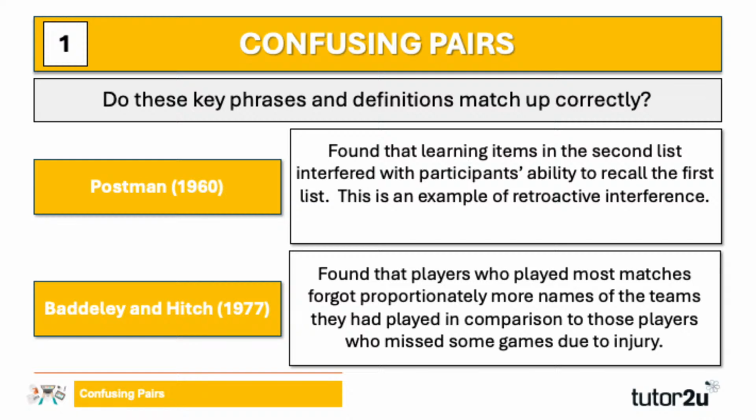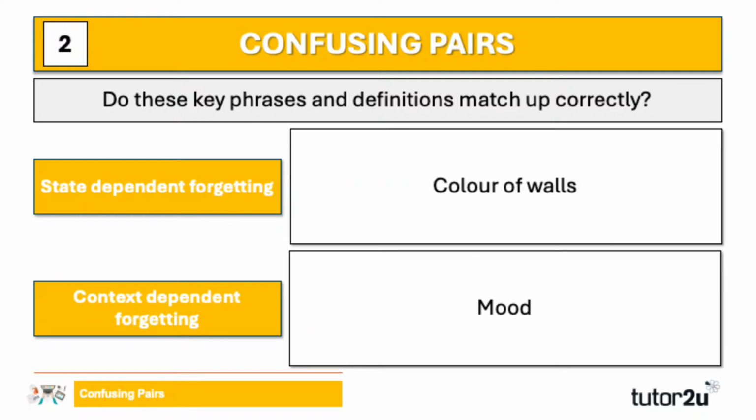Let's have a look at our next confusing pairs then. All right, so are these the correct way round? We've got state dependent forgetting, colour of walls, context dependent forgetting, mood. Okay, so I think India, you got there in first. Well done. Anybody else want to have a go? So these are our two types of cue dependent forgetting, if you like, of which we have two. We've got context or state.